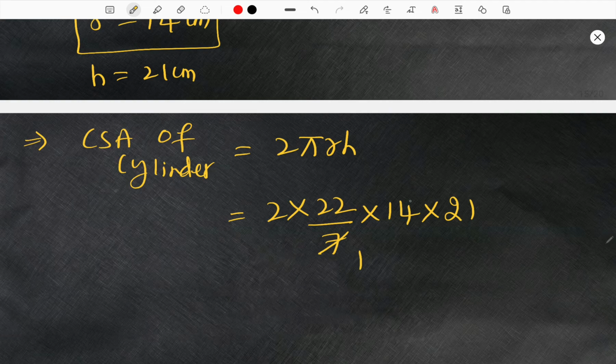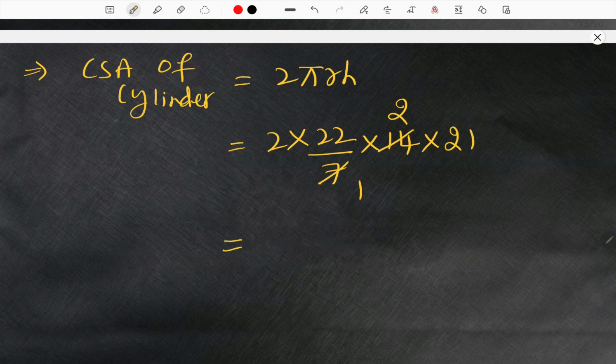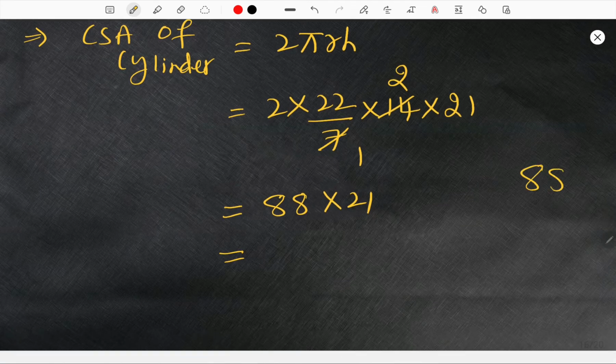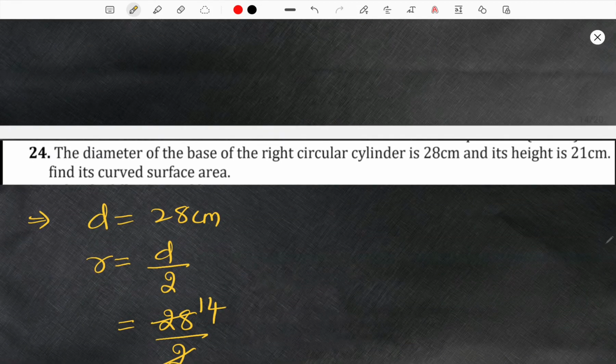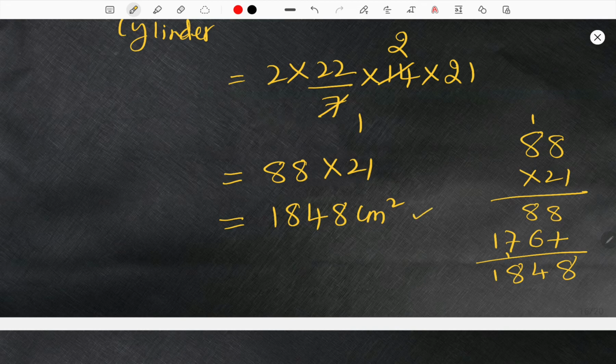So 7 ones are and 7 twos are 14, you can do it. Alright, then afterwards you can have it as 2 twos are 4 and 4 22s are 88. 88 into 21. If you know the 21 table, well and good, otherwise go for this 88 into 21. You can do it as 1 88s are 88 plus 2 8s are 16. 1 is a carry, 2 8s are 16, then 17. 8, then 8 plus 6 is 14, then 7 plus 1 is 8, then 1848 centimeter square, because everything was in centimeter, right? So that's why curved surface area of the cylinder is this much.